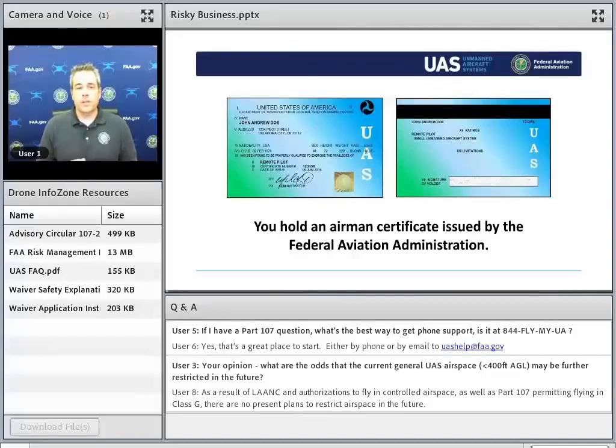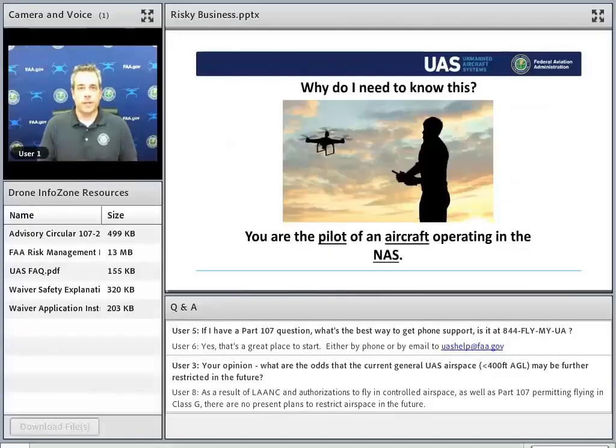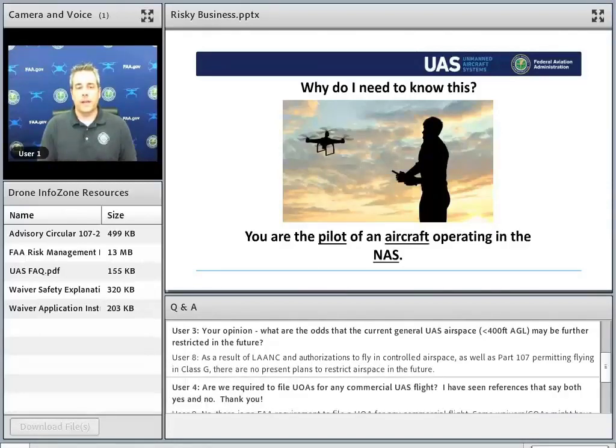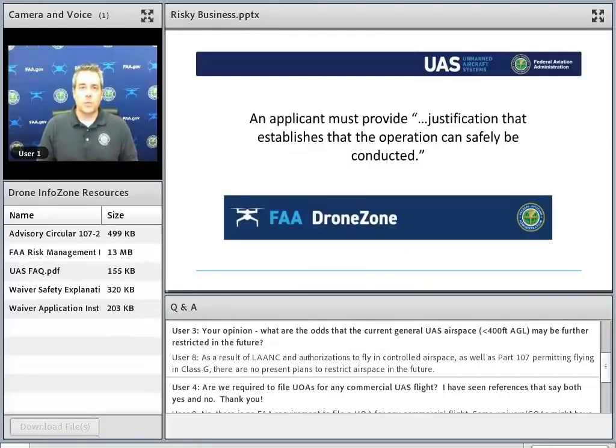Remember too that you hold an airman certificate issued by the FAA, which means you're a pilot. That certificate is issued to you based on your successful completion of a test and your knowledge that you demonstrated to the FAA. So you hold an airman certificate by the FAA. So what does that boil down to? Why do you need to know this stuff? Think of it this way.